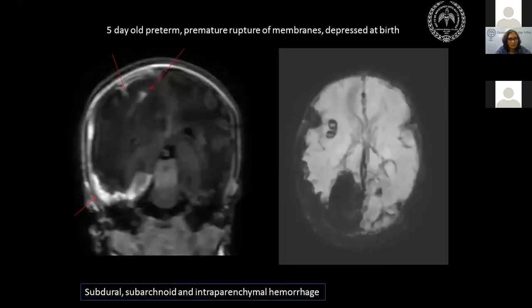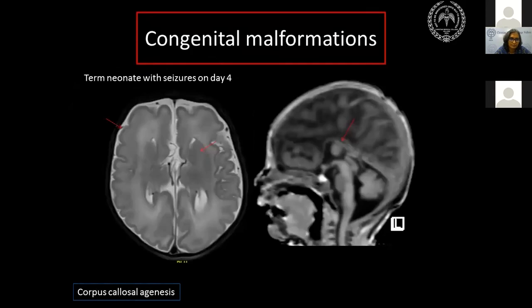A preterm infant with premature rupture of membranes, depressed at birth, had an MRI which showed subdural, subarachnoid, and intraparenchymal hemorrhage. There was a component of sepsis as well, and this definitely would explain the neonatal encephalopathy in this infant.